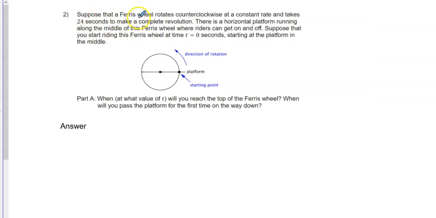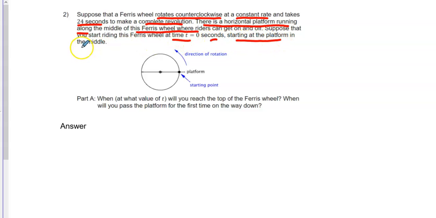Suppose that a Ferris wheel rotates counterclockwise at a constant rate and takes 24 seconds to make a complete revolution. There is a horizontal platform running along the middle of this Ferris wheel where riders can get on and off. Suppose that you start riding this Ferris wheel at time t equals 0 seconds, starting at the platform in the middle.